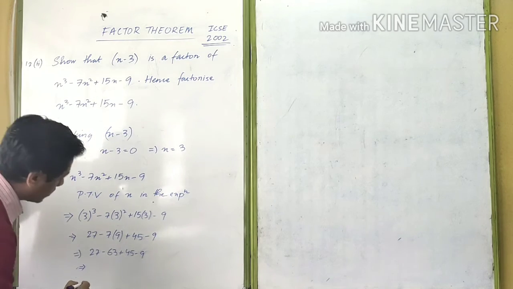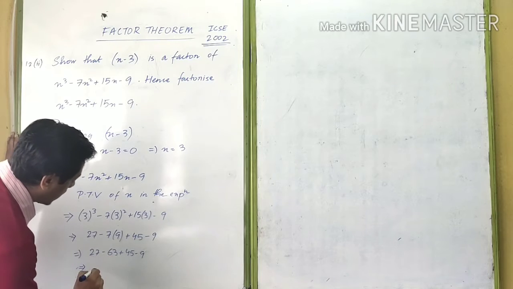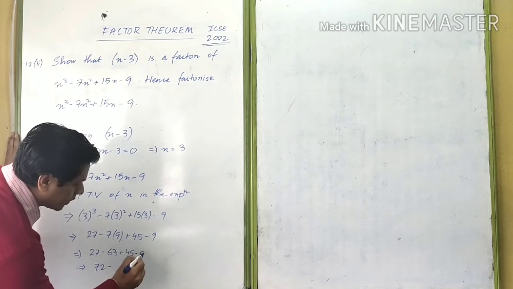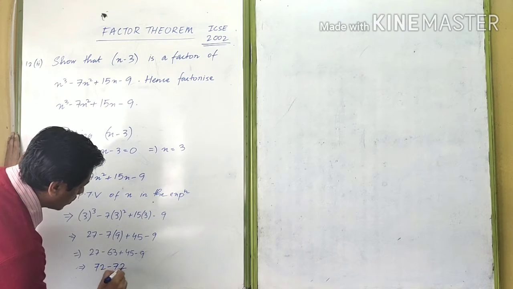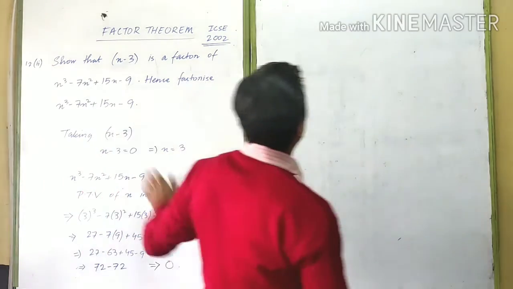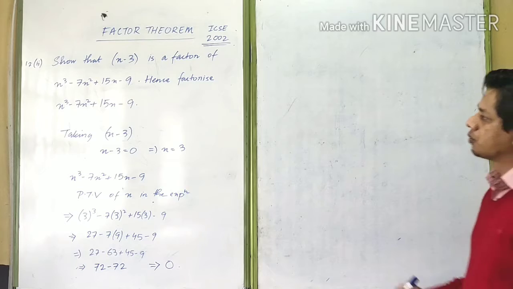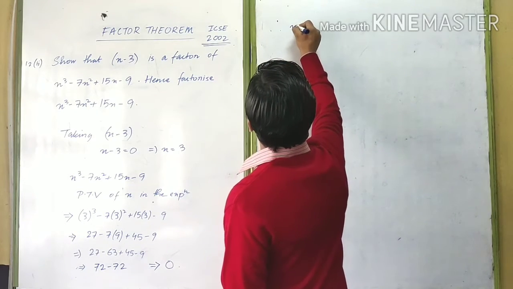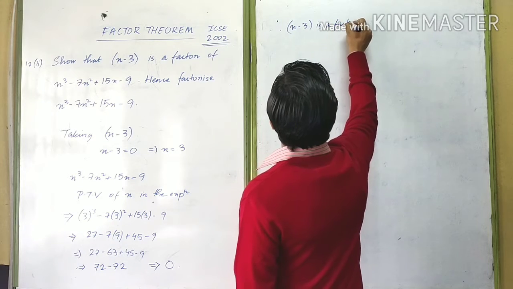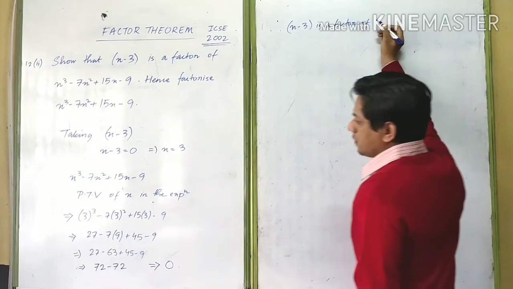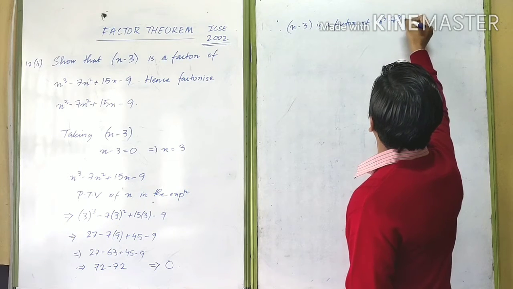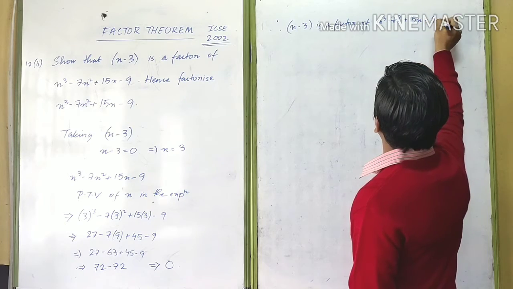We are going to add the like numbers. So 27 and 45 gives me 72, and minus 63 and minus 9 gives me minus 72. So my resulting answer is 0. So we can conclude that x minus 3 is a factor of the given expression. Therefore, x minus 3 is a factor of x cubed minus 7x squared plus 15x minus 9.